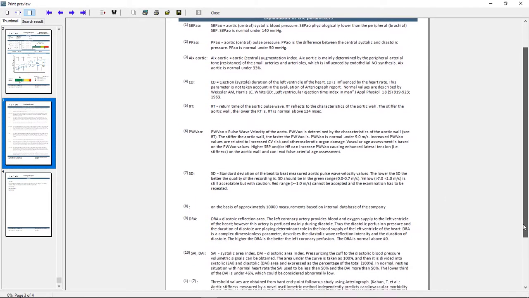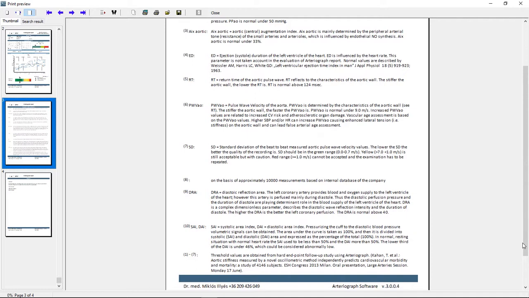The standard deviation I already mentioned. The standard deviation is the so-called quality control parameter. We measure the standard deviation on the basis of the beat-to-beat measured aortic pulse velocity values. The lower the standard deviation is, the better the quality of the recording. And as I have said, the green range is the good measurement quality, varying between 0 and 0.7 meters per second. If it falls into the yellow or especially the red range, it cannot be accepted for the evaluation, and the examination has to be repeated.